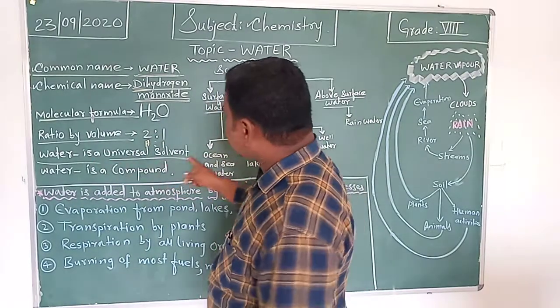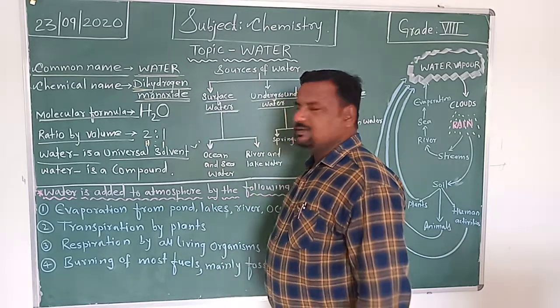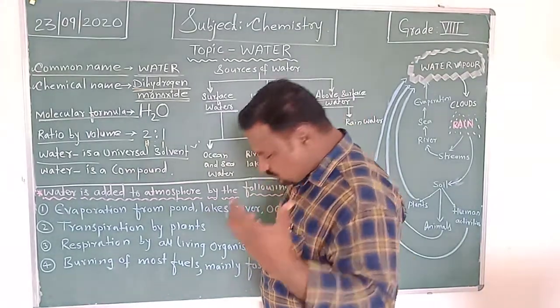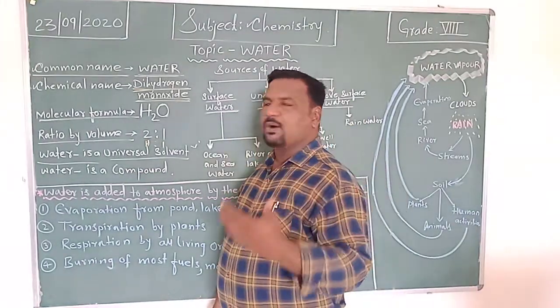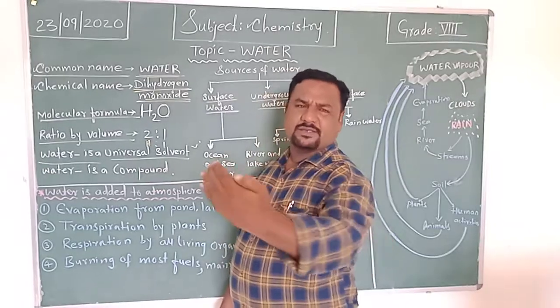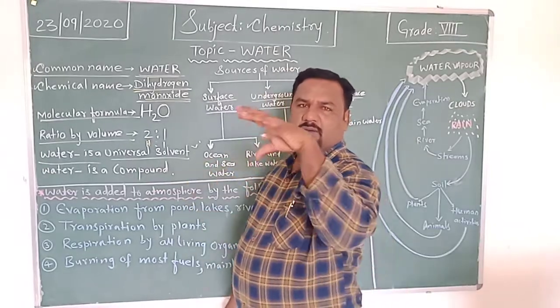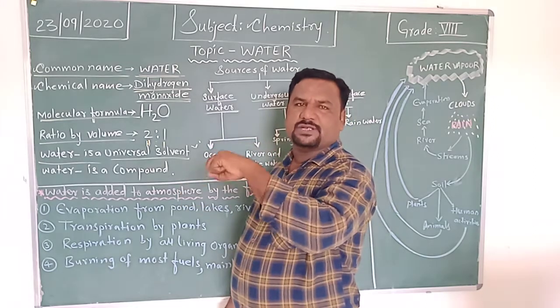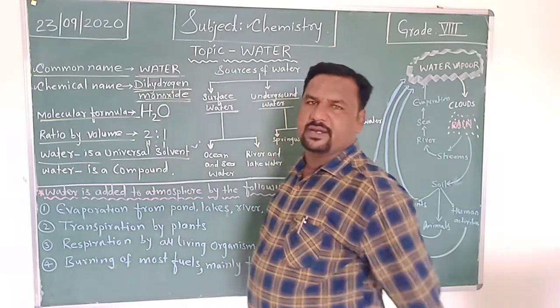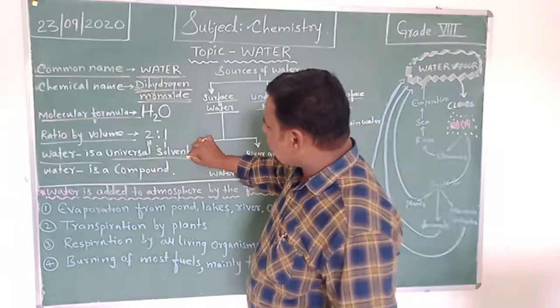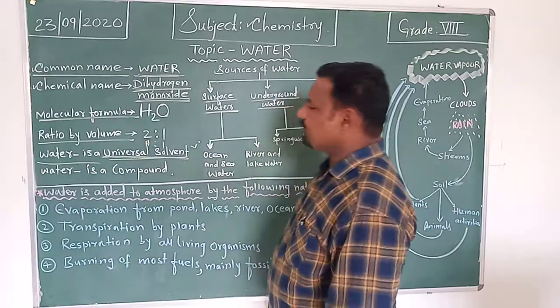Why is it called a universal solvent? Because most of the salts, most of the minerals dissolve in it. Water has the ability, the potential, to dissolve most of the substances in it. Therefore, it is commonly called a universal solvent.